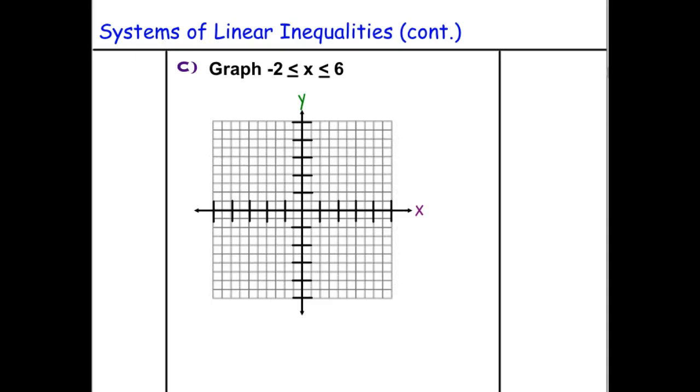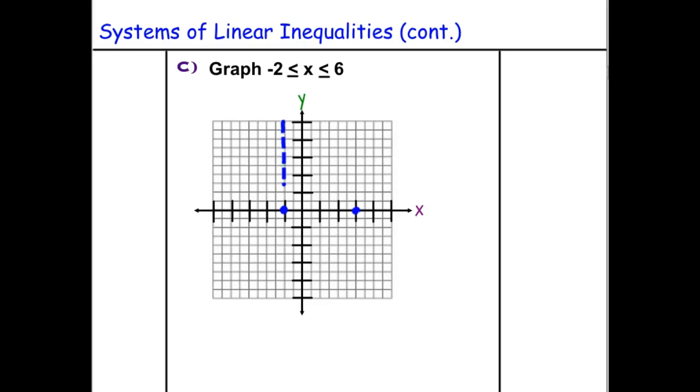So I see x alone. Remember, when I see x alone, the first thing I should think of is vertical lines. And so think of this, if I graphed it on a number line, I'd be at -2, and I'd be at +6, and they'd be filled in circles, and so ours are going to be solid lines.